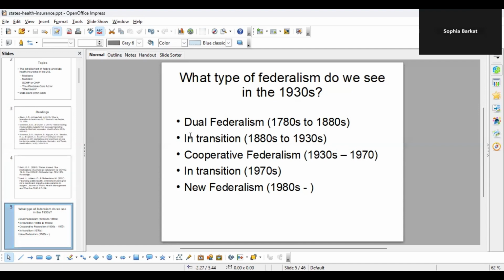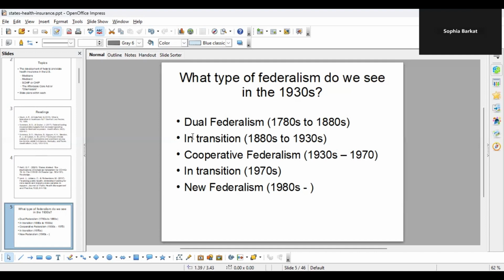1880s to 1930s is sort of this transition period when the federal government is trying to figure out how exactly it's going to implement laws on issues which are typically considered to be state reserve powers, especially when it came to regulation of industry and also of general welfare issues.